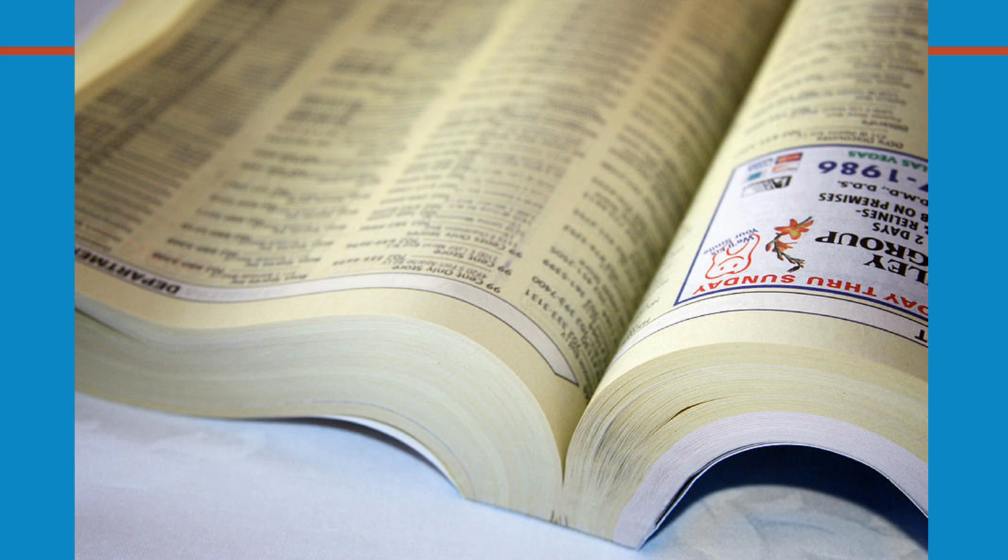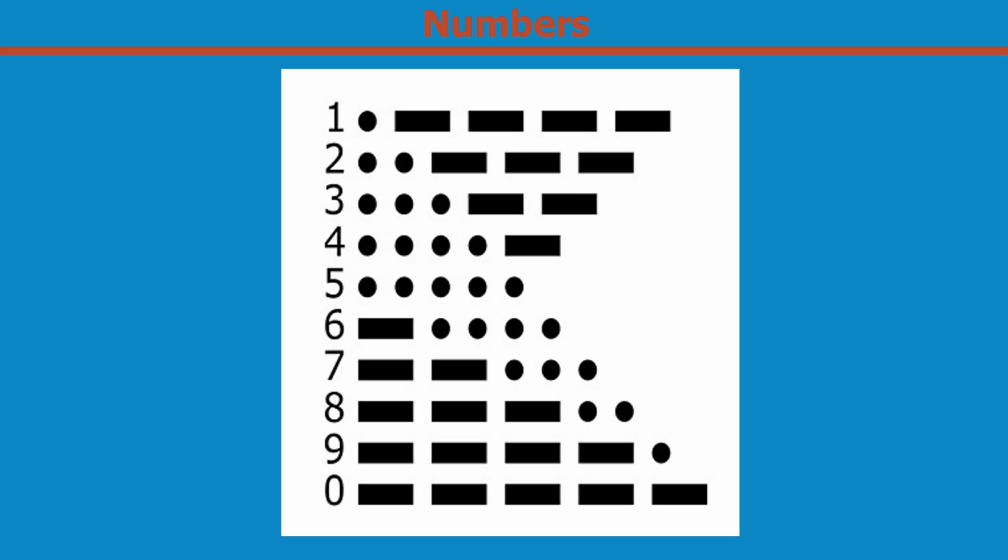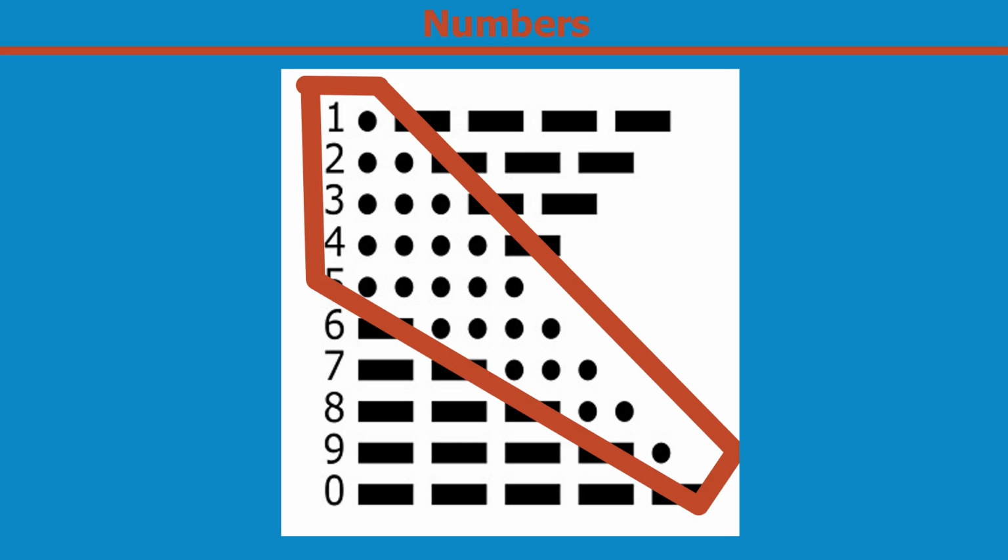So let's get started, starting with numbers. Originally, Samuel Morse intended for Morse code to only consist of numbers, so you had to look through a reference book for each word. However, this was eventually expanded to letters by Alfred Vail. Here are the numbers 0 through 9 in Morse code. As you can see, they form a sort of pattern.